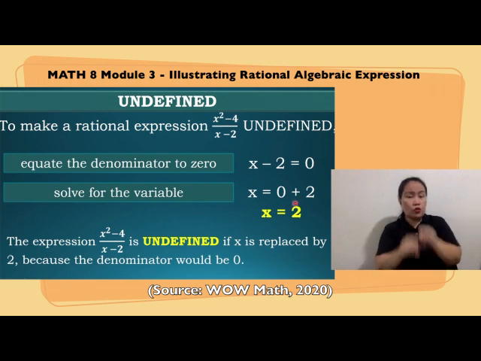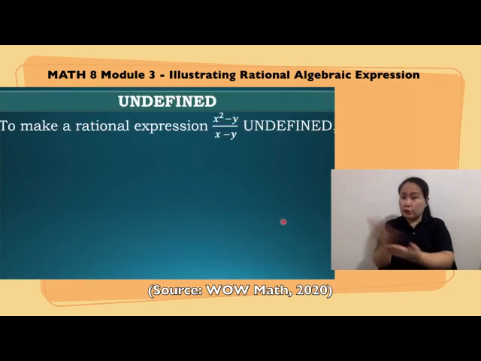So, ito yung value ng variable na hindi pwedeng i-substitute dun sa expression natin. Bakit? That will make your expression or rational expression undefined. So, let us try. If this is 2, 2 minus 2, that would become 0. So, hindi siya po pwede.